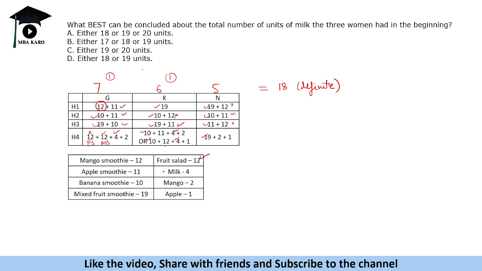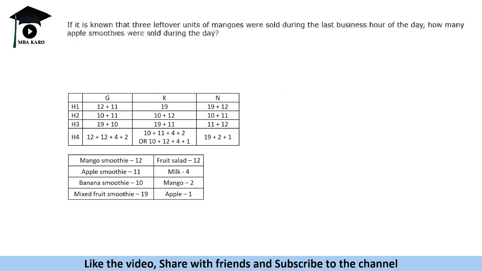Now, out of these, we may have one more here. So we might have 18, we might have 19 also, we might have 20 also. 18 or 19 or 20 units. We cannot tell. But 18 is definite. Minimum 18, it can go up to 20 also. So that is the answer to this one.